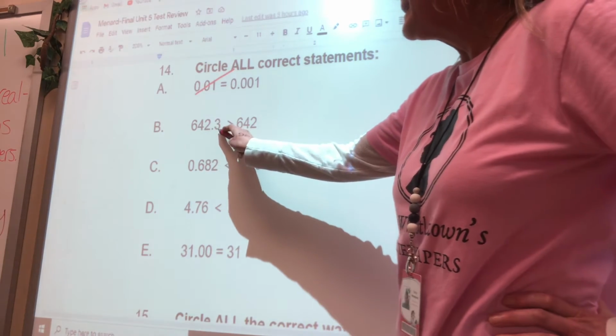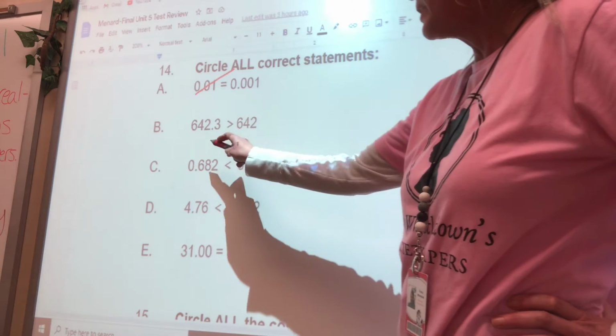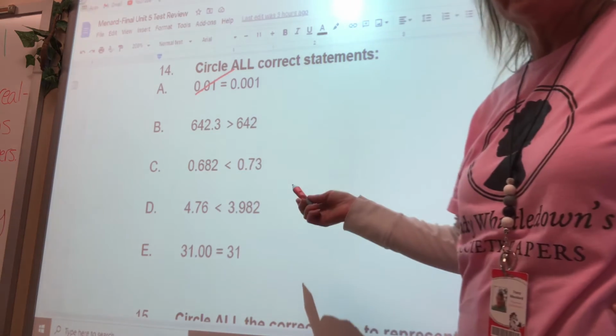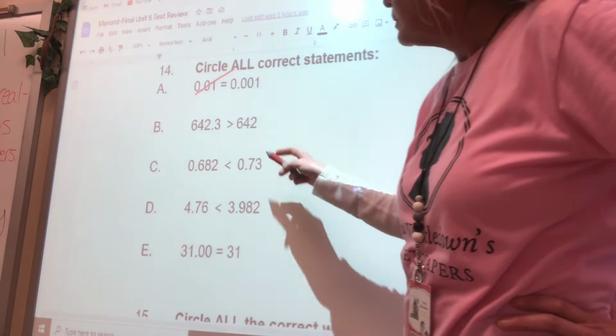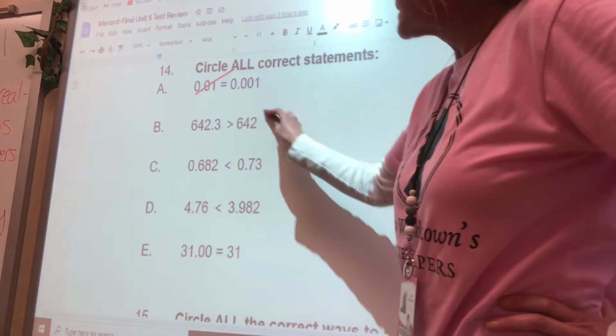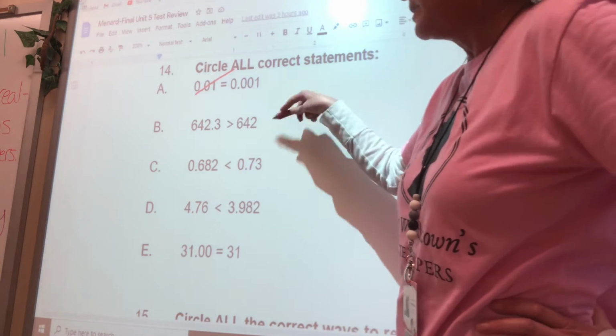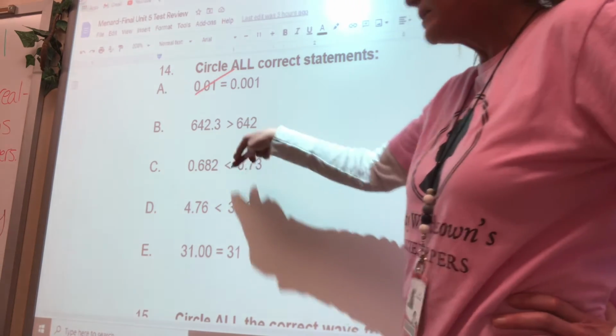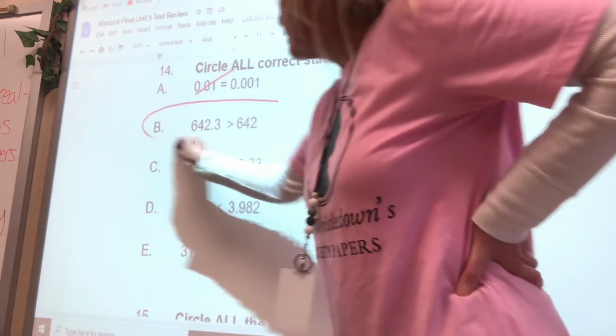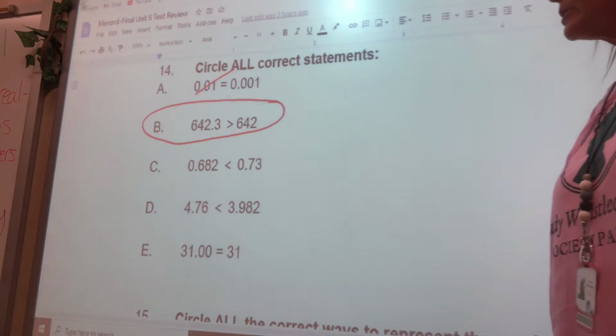642 and 3/10 is greater than 642. Well, the whole number part is the same, so we keep going. This one doesn't have anything else. This one has 3/10 more, so yeah, that is a correct statement.